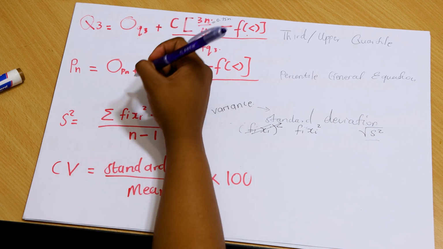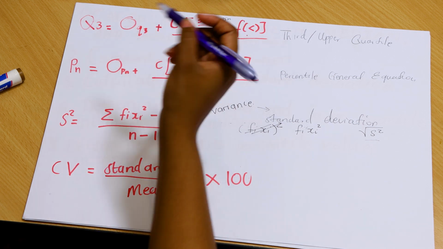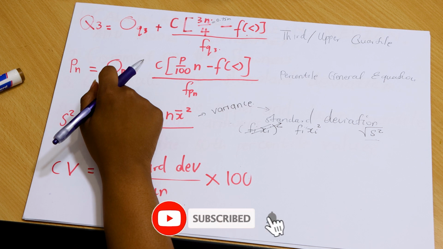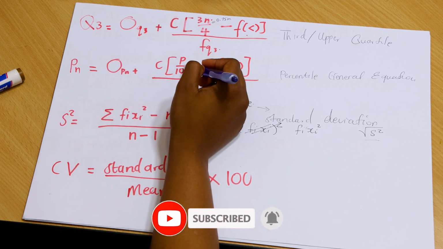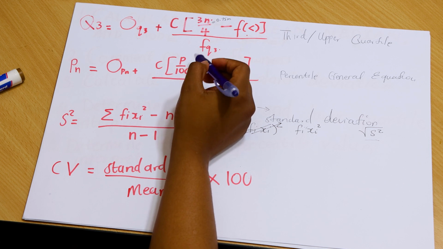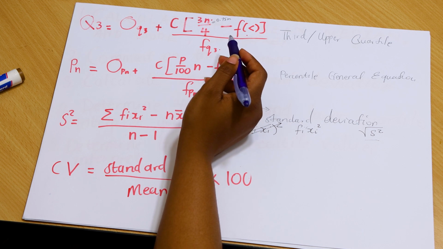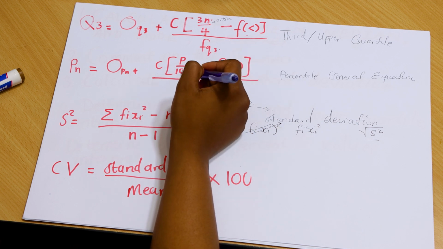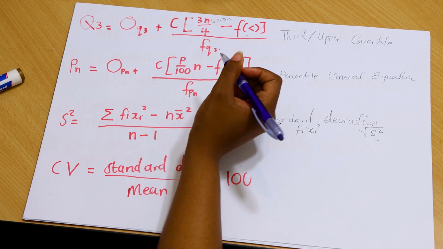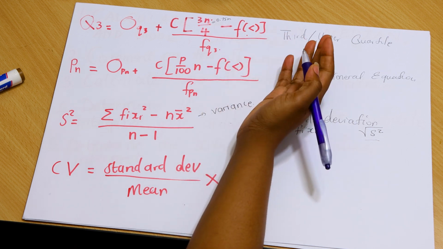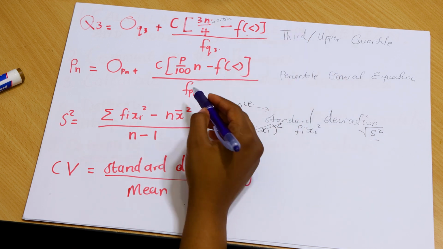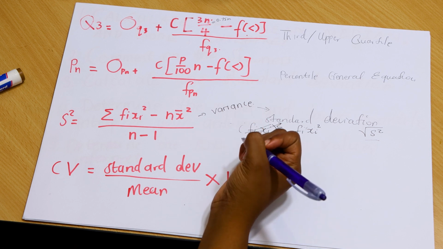This equation is similar to the ones that we've been doing. After finding the interval of the percentile, this is the lower limit of that percentile. C is the class width. What could change is this P over 100. Let's say they want the 80th percentile, then this is going to be 0.8. Let's say they want the 90th percentile, this would be 0.9 or 90 over 100. Okay, and then this is the cumulative frequency of the interval before the percentile interval, and this would be the frequency of the percentile interval.